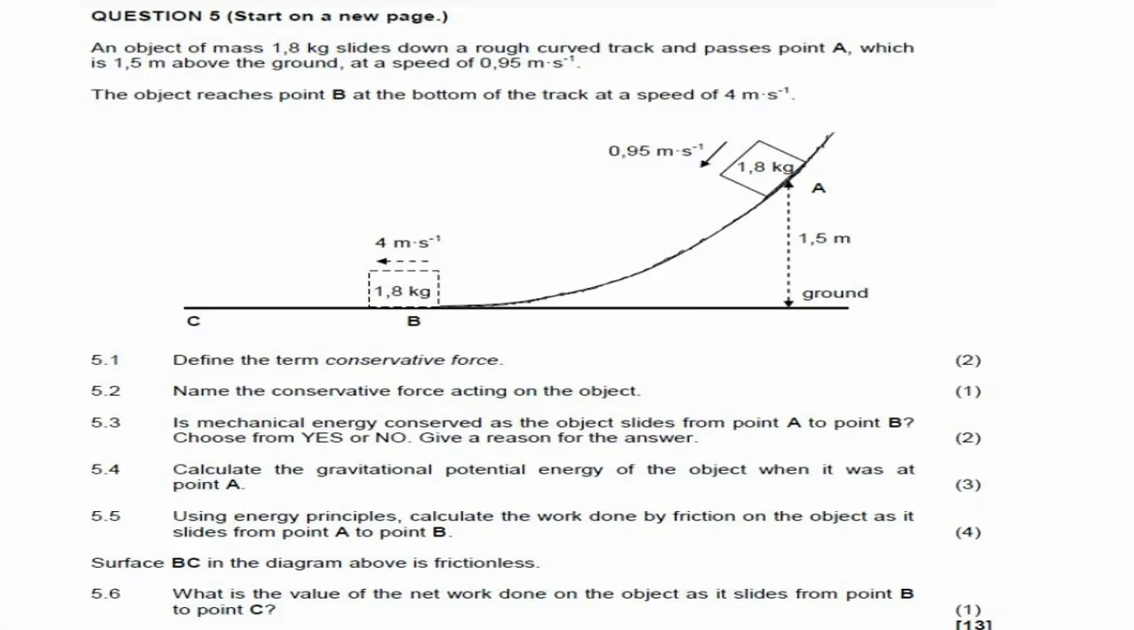Okay, so we have question 5. It says an object of mass 1.8 kg slides down a rough curved track and passes point A, which is 1.5 meters above the ground, at a speed of 0.95 meters per second. The object reaches point B at the bottom of the track at a speed of 4 meters per second.